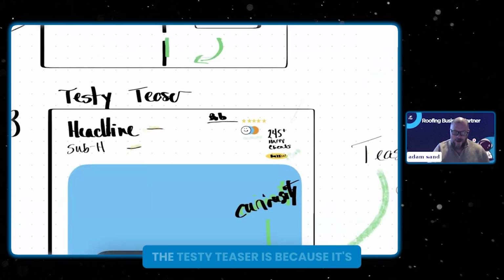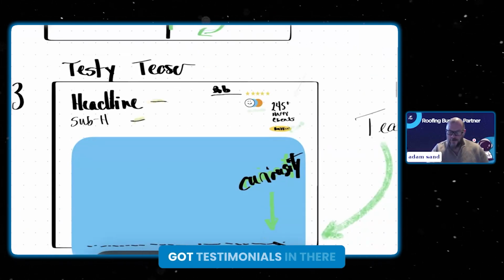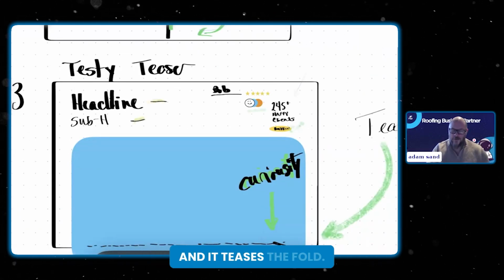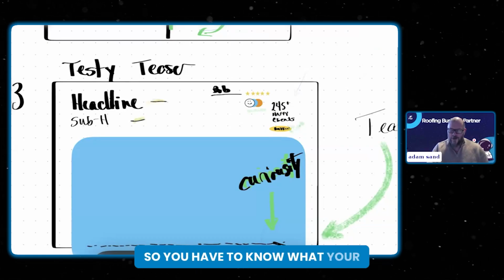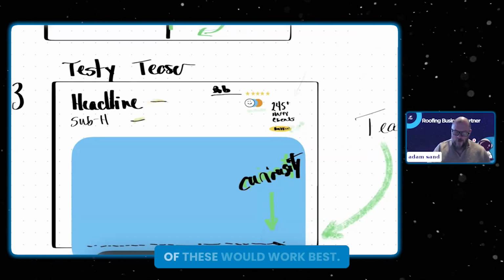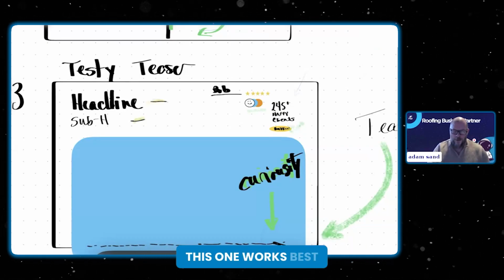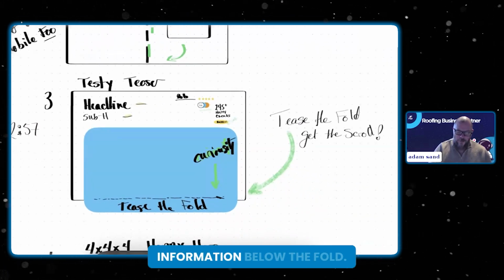So that's why we call it the testy teaser, because it's got testimonials in there and it teases the fold. So you have to know what your intention is and where each one of these would work best. And like I said, this one works best when there's more information below the fold.